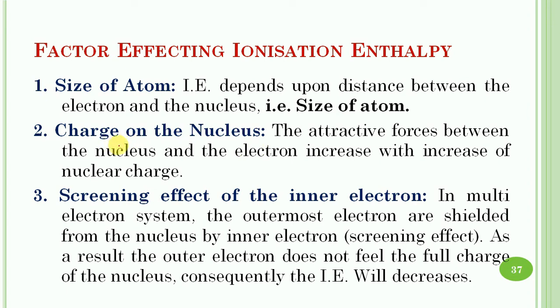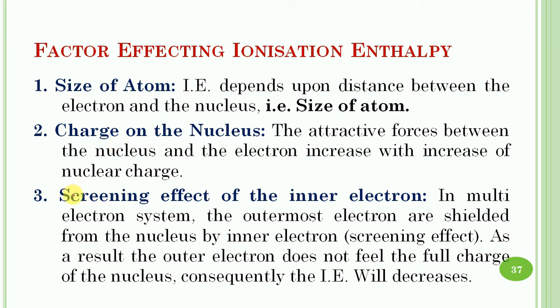Then charge on the nucleus. The attractive force between nucleus and electron increases with increase in nuclear charge. It is because the force of attraction is directly proportional to the product of the charge on the nucleus and that on the electrons. So with the increase in nuclear charge, it becomes more difficult to remove an electron and ionization energy increases.